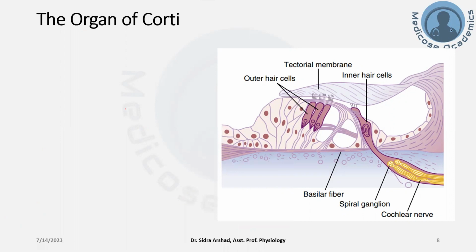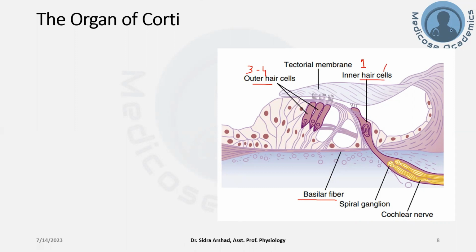The organ of Corti is the sensory organ for hearing. It lies on the basilar membrane in the scala media. This basilar membrane is in turn composed of a large number of basilar fibers. On this basilar membrane are found hair cells, outer hair cells and inner hair cells. There are about 3 to 4 rows of outer hair cells, while the inner hair cells are present in a single row. So outer hair cells are more numerous than inner hair cells.